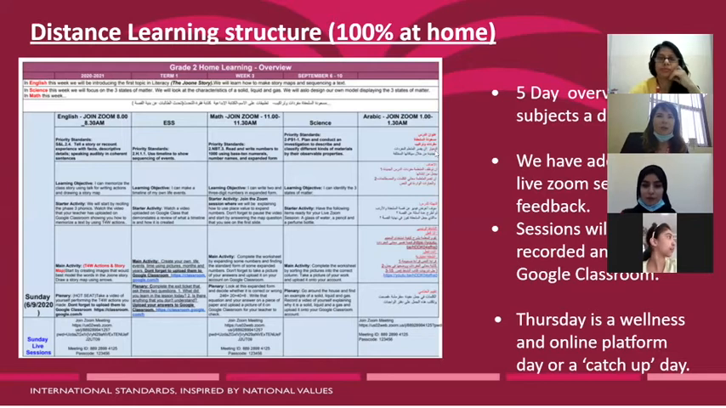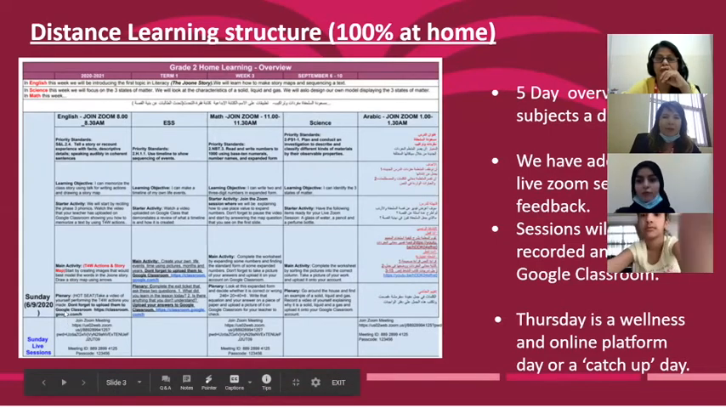Okay, so I'll talk about the distance learning structure. This is where the students, your daughters, are at home for 100% of the time. So you only need to look into the Google Classroom that says distance learning, DL, and you'll find an overview that has 5 days on it, a 5-day overview. With feedback from parents, we have made sure that the girls who are on 100% distance learning have more Zoom sessions each day.